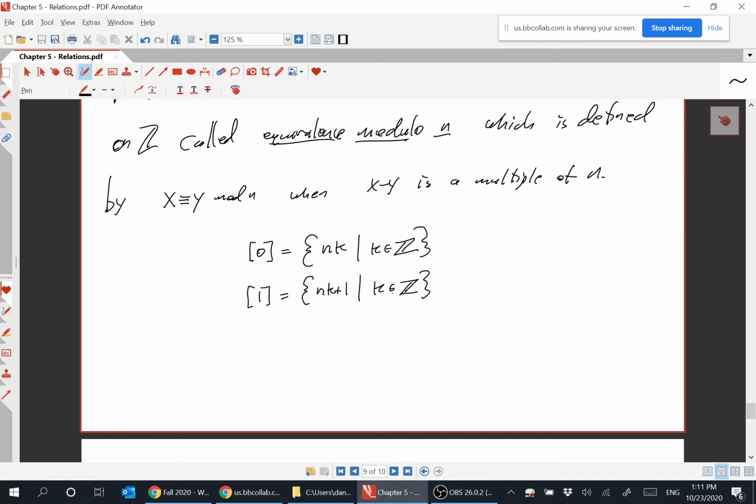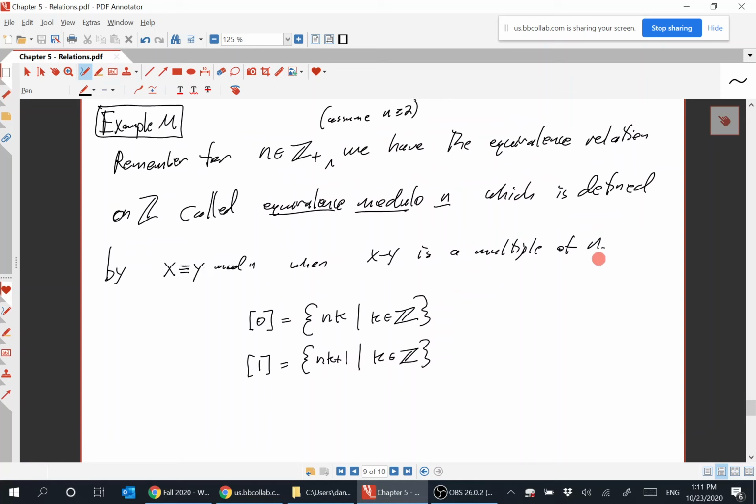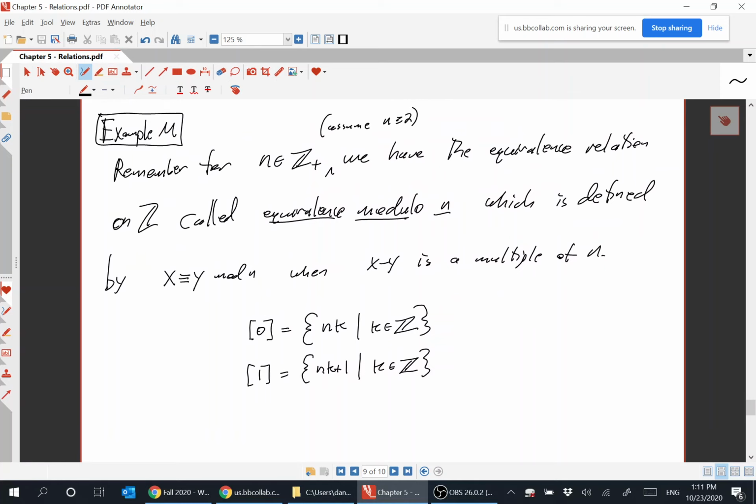Okay, what about 2? What about the integer 2? Is the integer 2 in this set or that set? Well, it depends what n is. Just assume for the moment that n is kind of big. n is like 5 or 6 or something like that. Would 2 be in here? In this or in this?